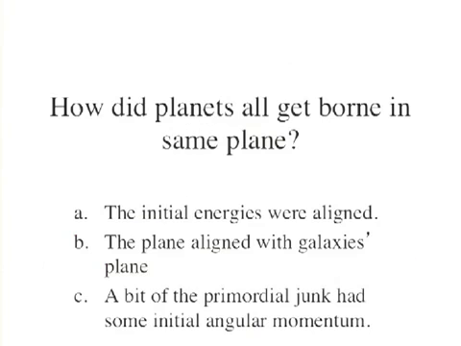Okay, now, how do the planets all get born in the same plane? Here's a question, another question to discuss. So discuss it with your neighbor. A, the initial energies were aligned. B, the plane was aligned with the galactic plane. We have a galaxy that has a plane, and the solar system is aligned with it. Or C, finally, a bit of primordial junk has some initial angular momentum. All right, so talk to your neighbor, and let's see what we say for that.